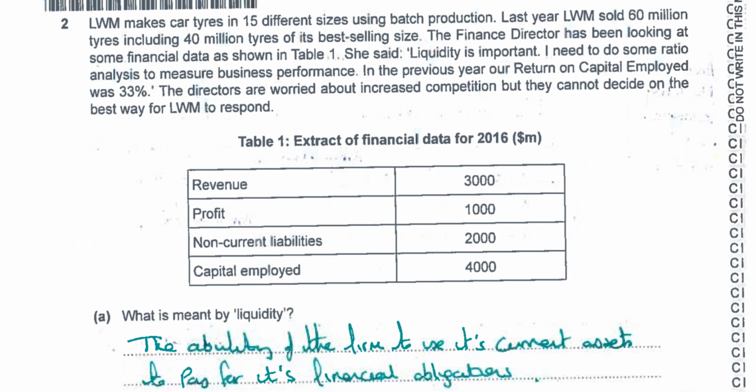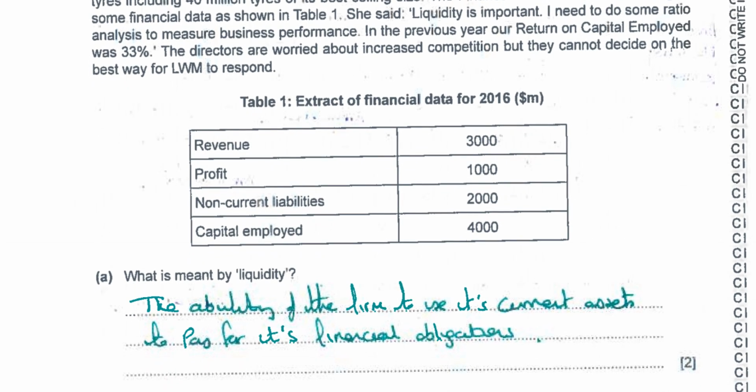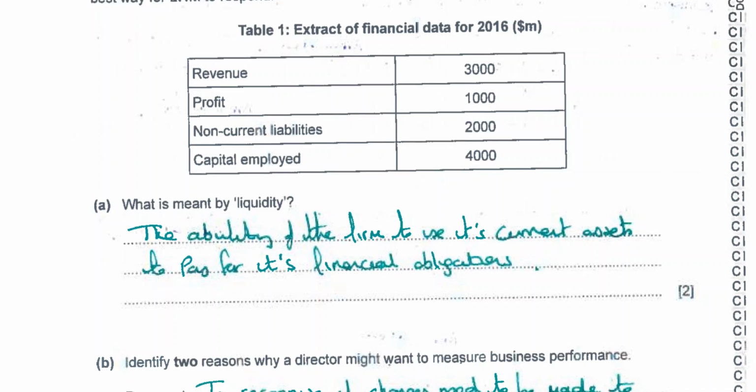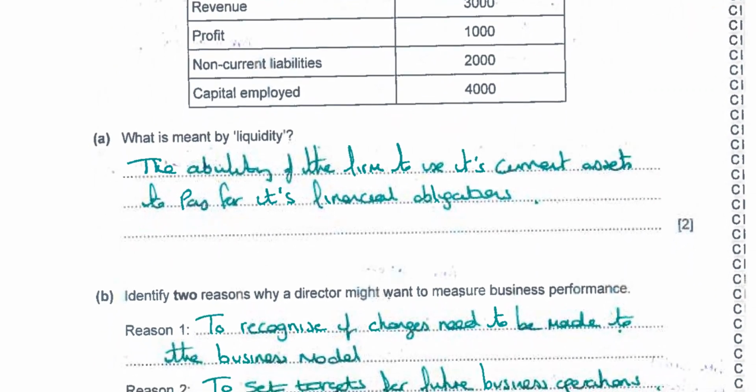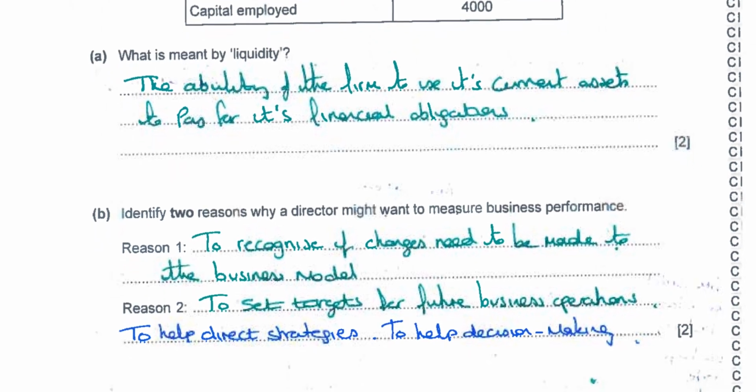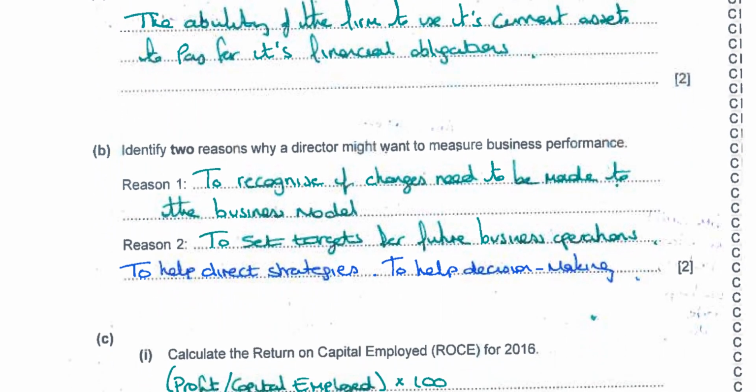Okay, so the next section was financially related, and it was based on LWM. So you've got the snippet of information, but you've also got table 1, and use table 1 for the calculation questions. So let me just scroll through these. The first two questions, I don't believe there's the need for application. In fact, there wouldn't be much potential for application within these questions.